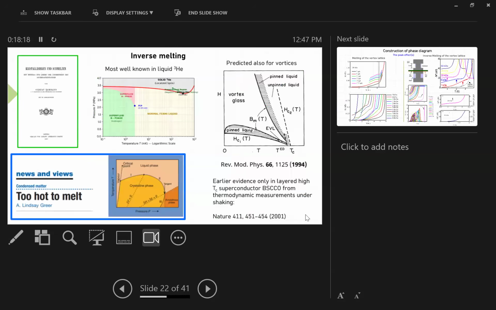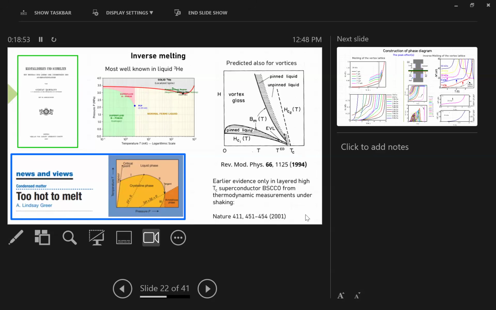So what we are seeing there is a phenomenon called inverse melting that was actually predicted by Gustav Tammann more than 100 years ago, but not observed in his lifetime. The most well-known example of this is liquid helium-3, where you have this Pomeranchuk instability, where if you are at 3 megapascal and you increase temperature, you go from a liquid to a solid and then back to a liquid state.